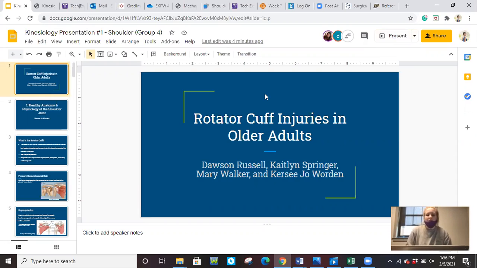My name is Kirsty Warden, and today my group and I will be discussing rotator cuff injuries among the older adult population for our research project. I'll be starting out by talking about the anatomy and physiology of the rotator cuff, following with the typical range of motion of the shoulder joint.